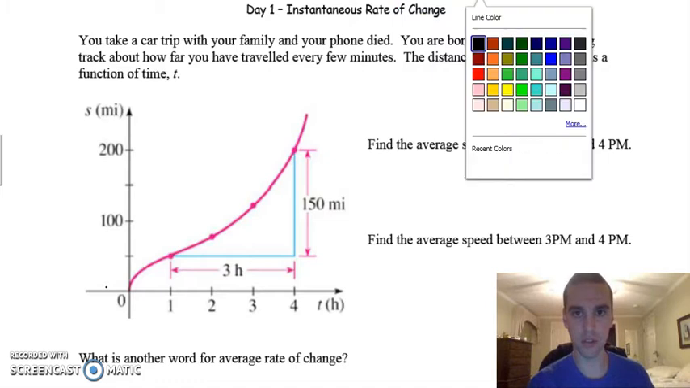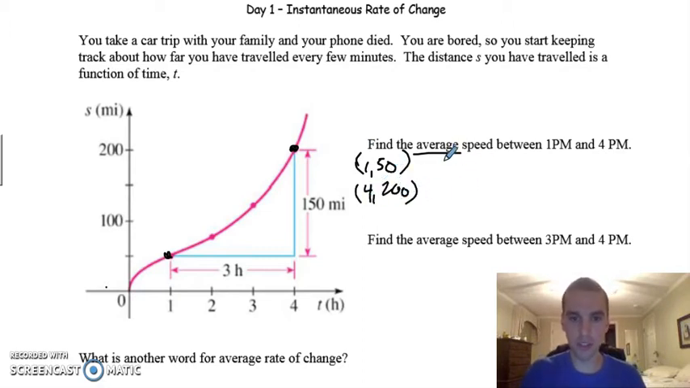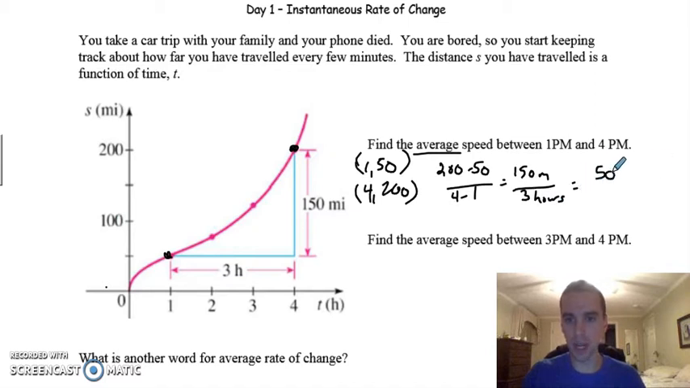When we're trying to find average, we're going to take the two of them, 2 points, so 1 comma 50 and 4 comma 200. And what are we going to do with that? Well, we're going to figure out how far we traveled, 200 minus 50, and divide it by the hours that we traveled, 4 minus 1. We get 150 miles over 3 hours, and we know that that's also equal to 50 miles per 1 hour. So that's the average speed that we traveled from 1 to 4.